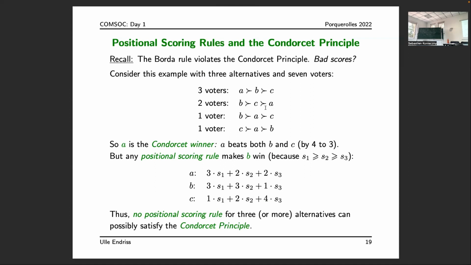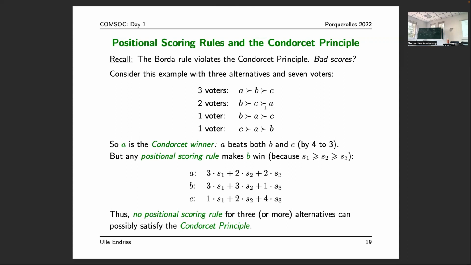Am I doing the right thing? And 2 times S2 points from these 2 people, and 2 times S3 points from these 2 people. So this would be the sum of points that A gets.